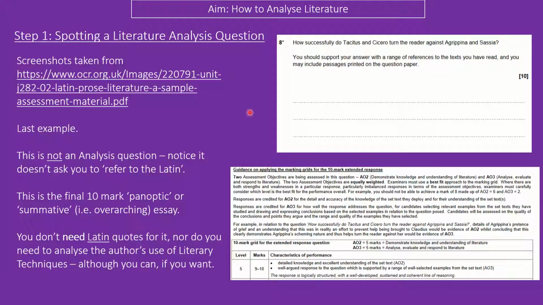This is also not an analysis question, because it doesn't say refer to the Latin. This is one of the summative or panoptic, a Greek word meaning all-seeing, essays. You'll get one at the end of each literature paper. They're not analysis questions. You do not need to quote the Latin and analyse the use of literary techniques. They are a slightly different thing.